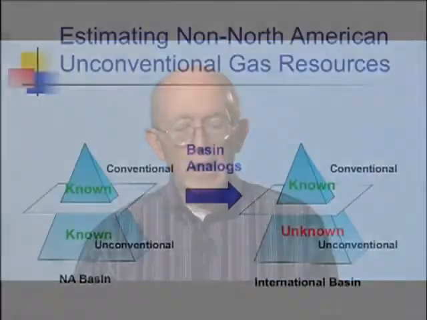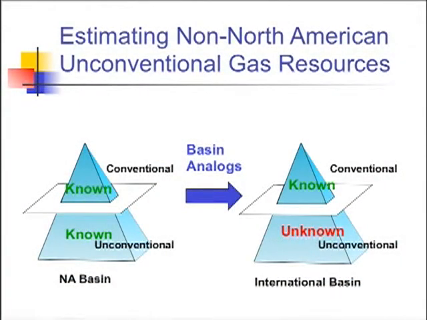All right, I'd like to go from that problem, which is, as you'll recall, quantifying the uncertainty in unconventional gas resources in North America. I'd like to go from that to the second project that we said we had, and that is estimating non-North American unconventional gas resources. And set the stage here. Let's consider the typical international basin. Let's say the Sichuan Basin in China, to name one example.